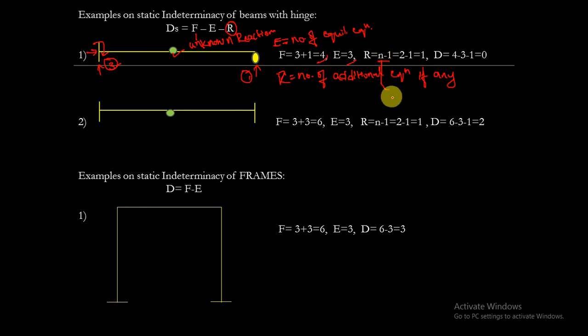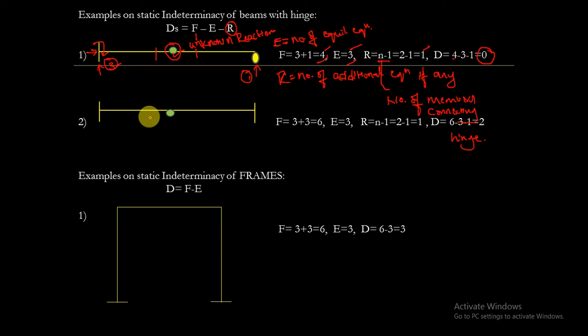N is nothing but number of members connecting the hinge. These are the two members connecting the hinge. This member is connecting to this hinge, and this member is connecting to this hinge. Therefore, R equals to n minus 1, 2 minus 1, that is 2 members, 2 minus 1, that is equals to 1. That is static indeterminacy equals to 4 minus 3 minus 1. So static indeterminacy of the structure is 0.